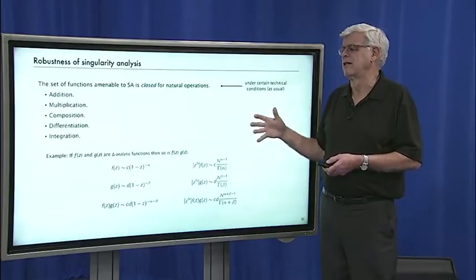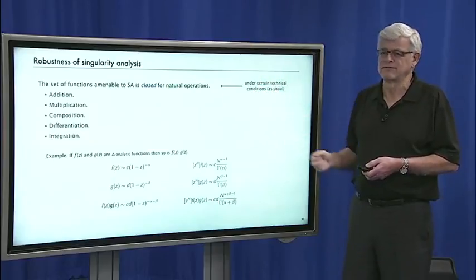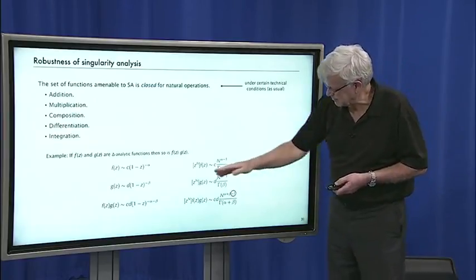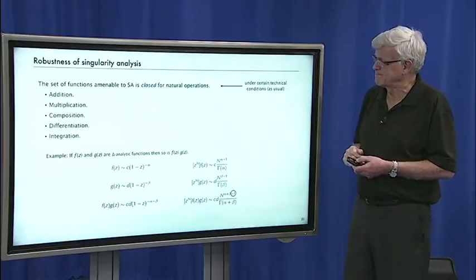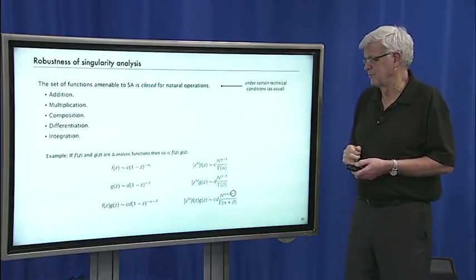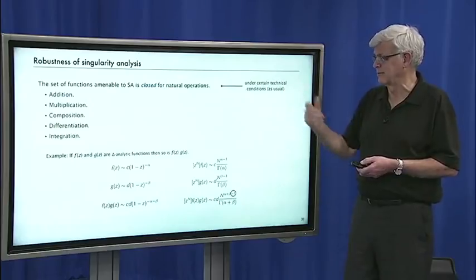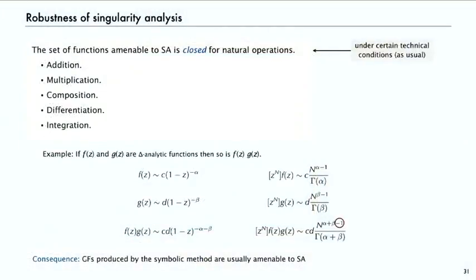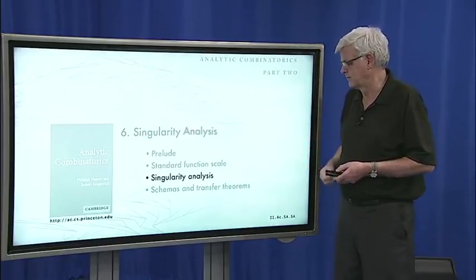We can do even better and develop a general schema that frees us from a lot of the detail, even of singularity analysis, for wide classes of functions. Just notice you don't multiply this way, you multiply that way. You might think it's n to the alpha plus beta minus 2, but it's worth noticing that it's not. That's for the product, and you can try doing the sum or other things to prove that if two functions are amenable to singularity analysis, their sum is also, and so is their composition. The consequence is that the generating functions produced by the symbolic method are generally going to be amenable to singularity analysis. So that's an introduction to singularity analysis, and next we'll go on to schemas and transfer theorems.